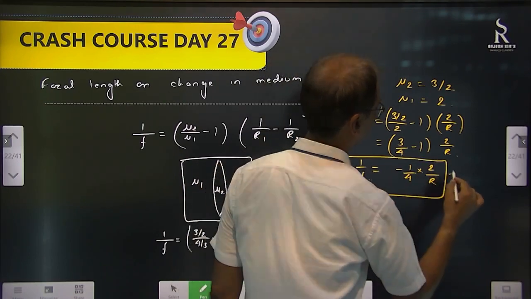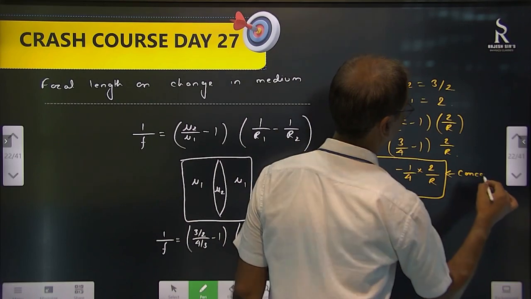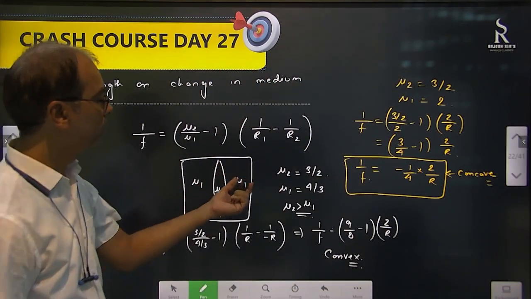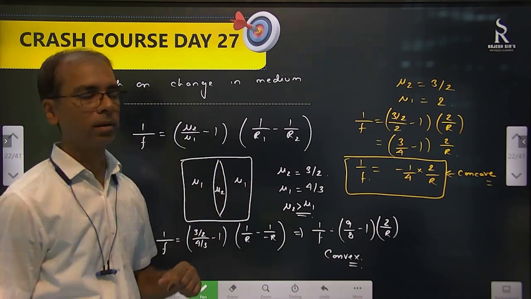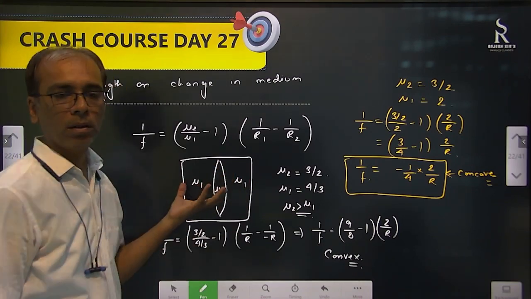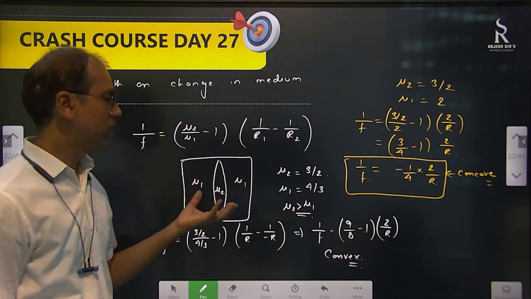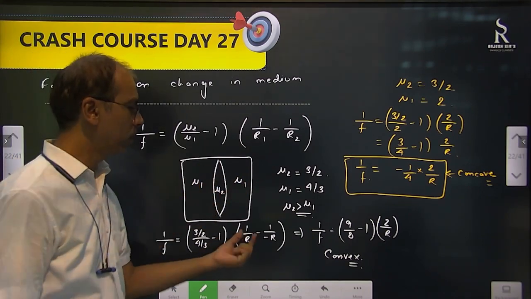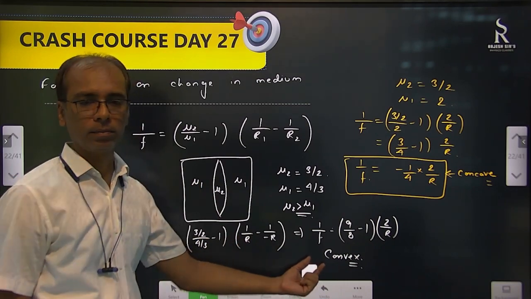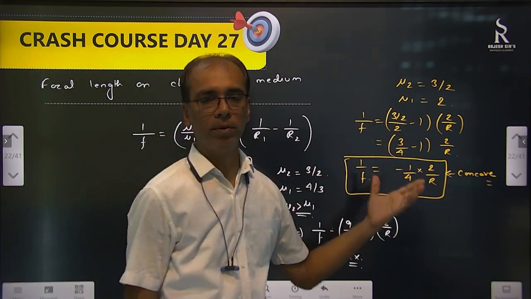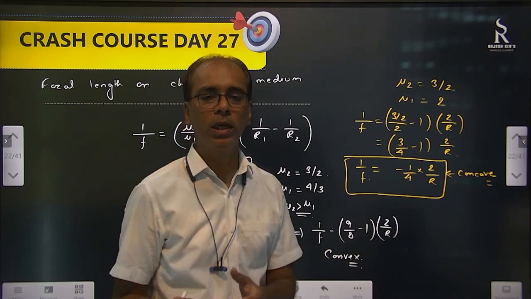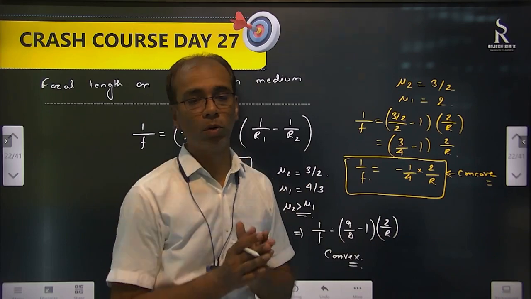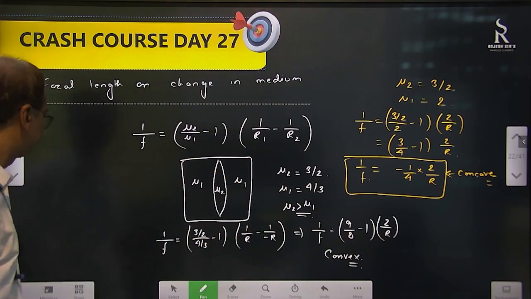Now it has become concave because its focal length is negative, whereas here it was convex. So if you change the medium and the outside medium is more dense, then the property of the lens is going to change. If this was concave, here its focal length would have become negative and there its focal length would have become positive. So concave changes into convex and convex becomes concave if the outside medium is more dense.